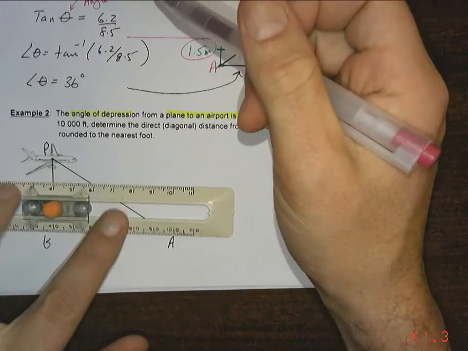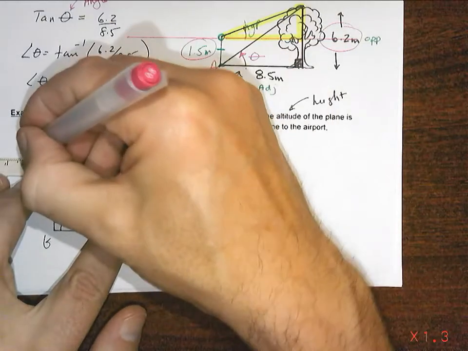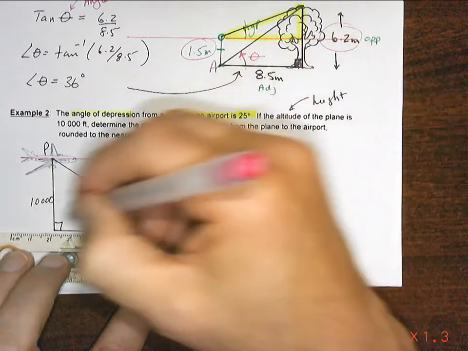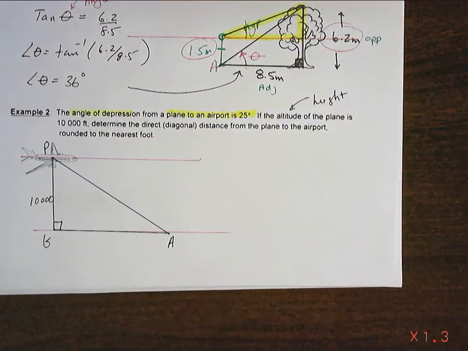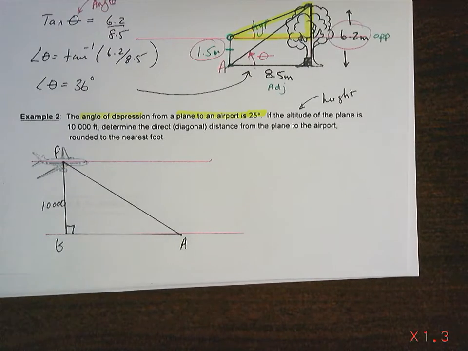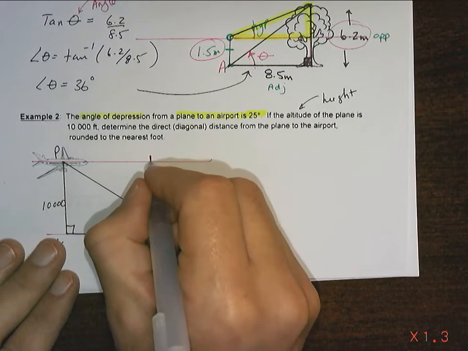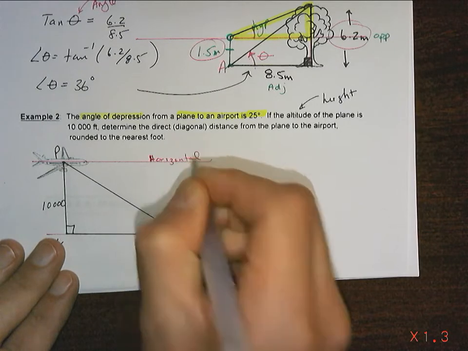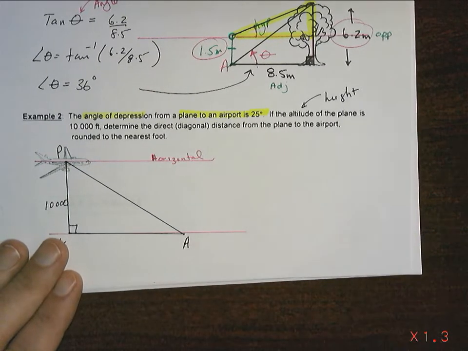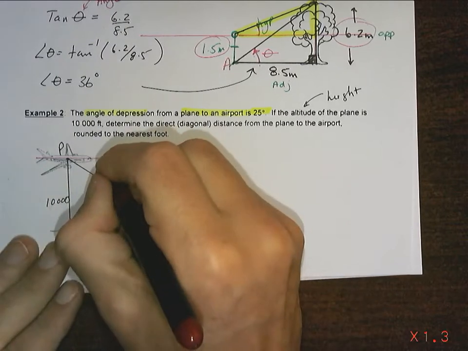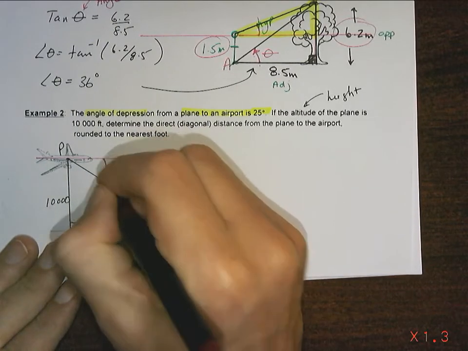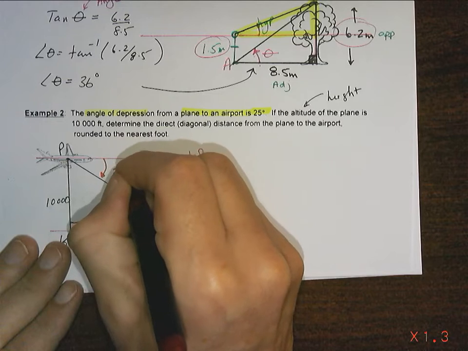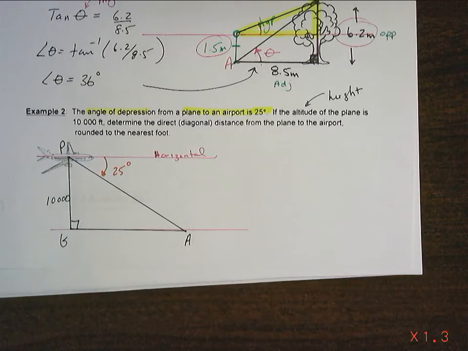Now, that requires a little bit of work. I need a horizontal. Now, this horizontal is the same as that horizontal, just placed differently. This horizontal is for the plane. And the angle of depression is given from the horizontal down. So this is actually 25 degrees. And when you're doing these questions, you have to show me that. You have to show me the angle of depression and where it goes.